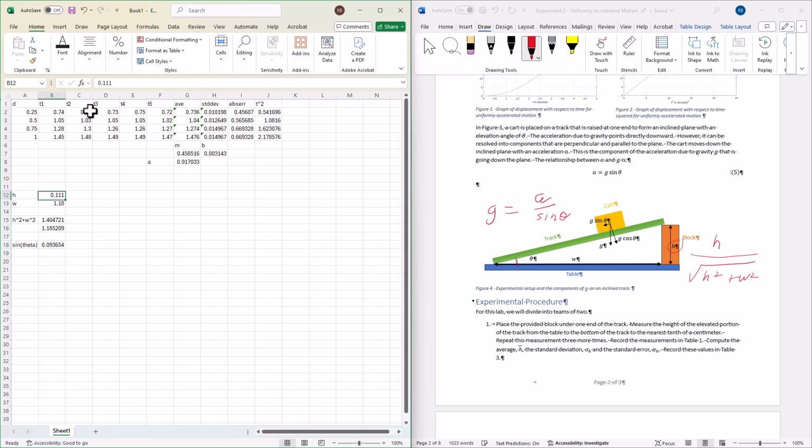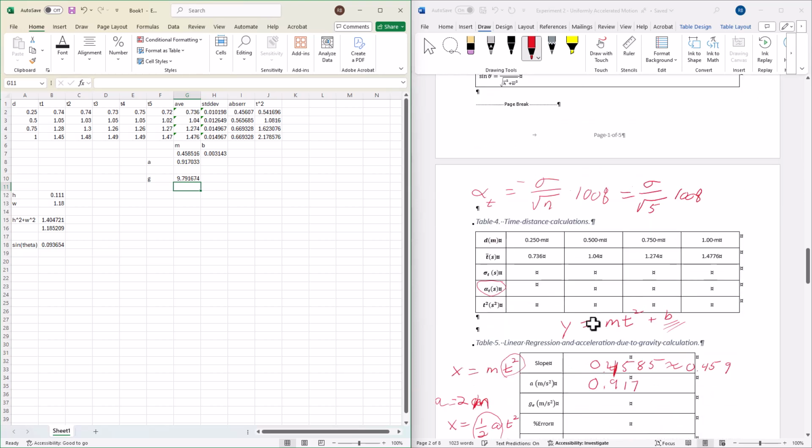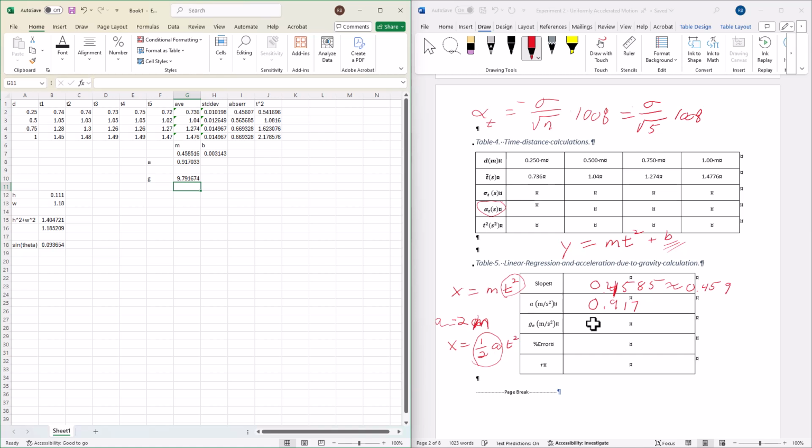And therefore, g, acceleration due to gravity, is going to be equal to the value I got for A right there, divided by my value for sine theta, which is right down here. And there it is. In that case, I got 9.97 meters per second squared. I can come down here, and I can put that information in here. Oh, I already have the units from there.